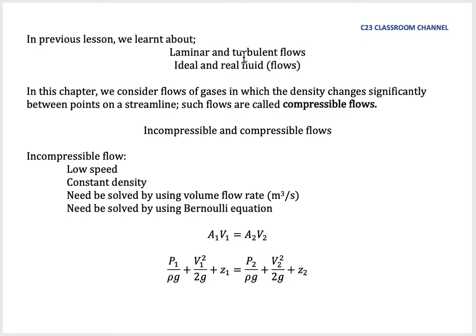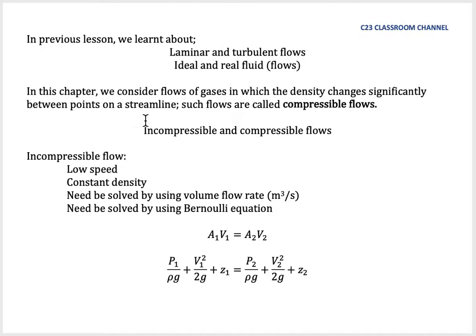Then in the last chapter, we learned about ideal and real fluid. For the ideal fluid, we assume that the fluid has no resistance. So we learned about this in ideal flow or potential flow, where we calculate everything without including its resistance. After that, we learned about real fluids, where we calculate everything including its resistance. So in the previous lesson, we learned about real fluid in the chapter on boundary layer.